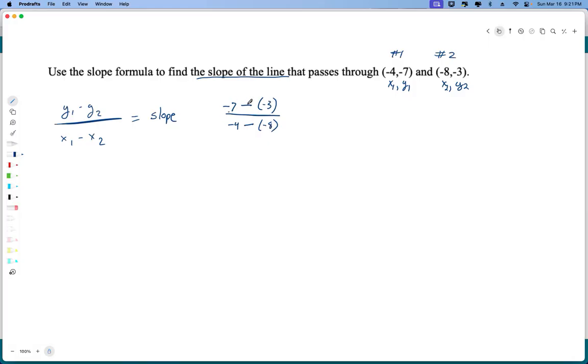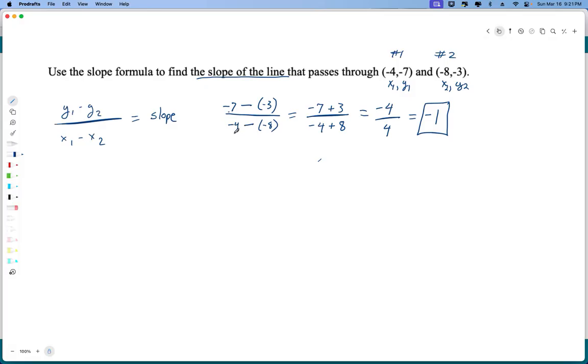So remember, when you have a negative, we have minus a negative, that becomes a positive. So this is going to be -7 plus 3 over -4 plus 8. So when we do that calculation, I get -4 on top and +4 on the bottom. -4 divided by +4 is -1. So that would be your slope for this first problem. Does that make sense? Whichever point you use, it does not matter as long as you keep the point together.